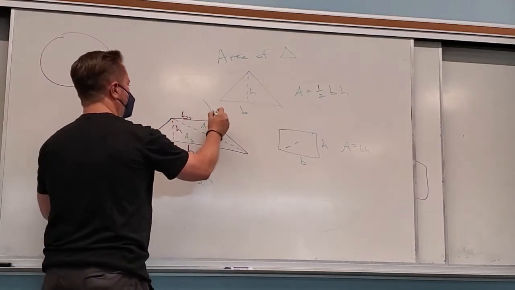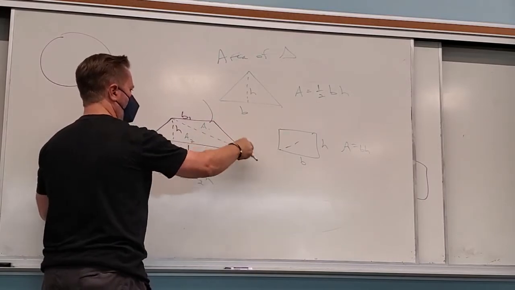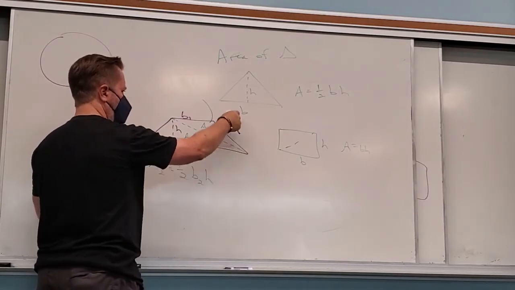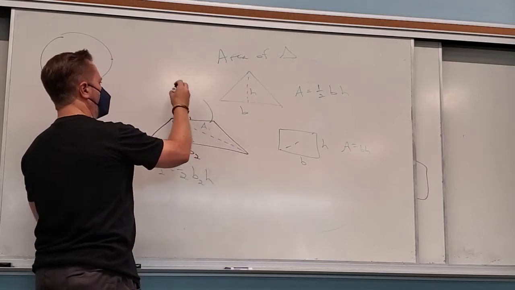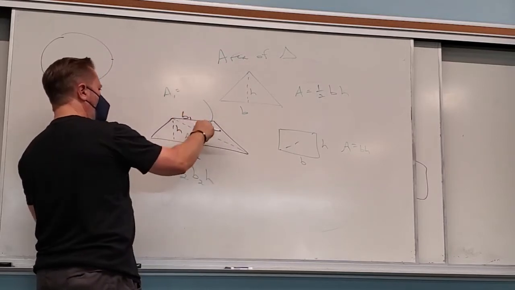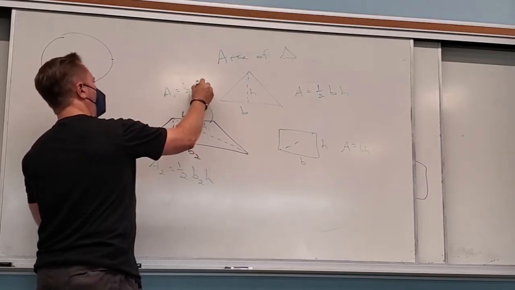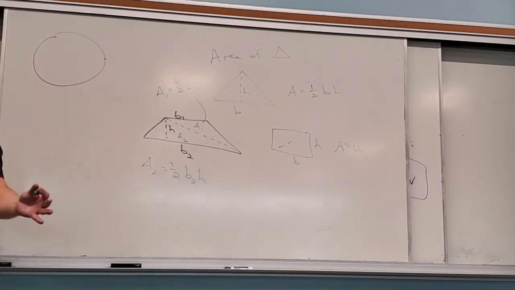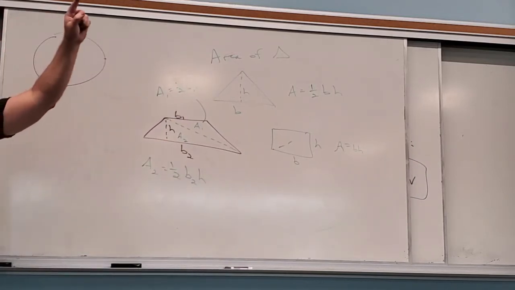And it's the same idea because it is H tall. How tall is it? It's H. That's how tall it is. And its base is B1. So the area of this triangle is 1/2 B1 times H. It's just two triangles, correct? That's all any trapezoid is, two triangles.